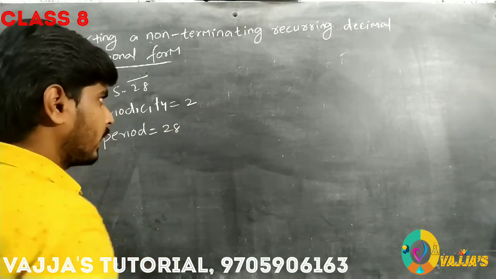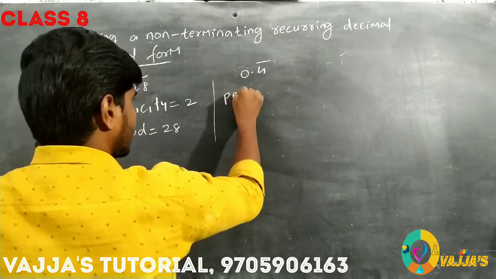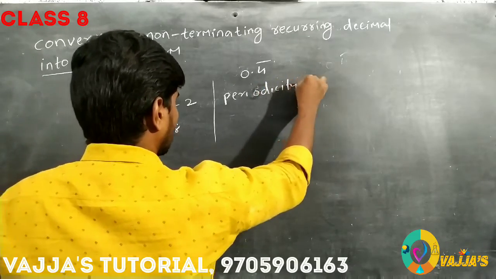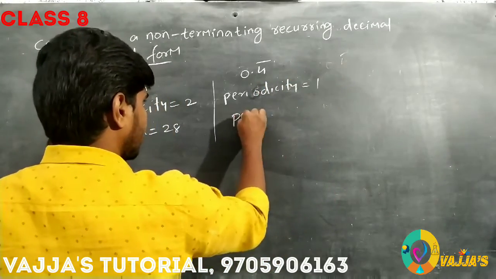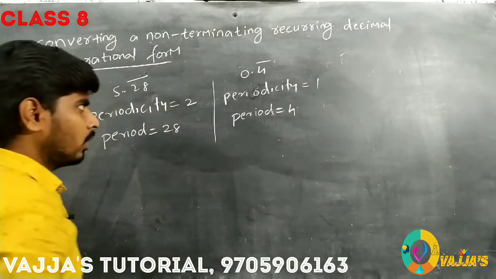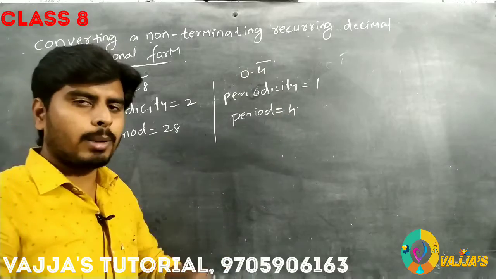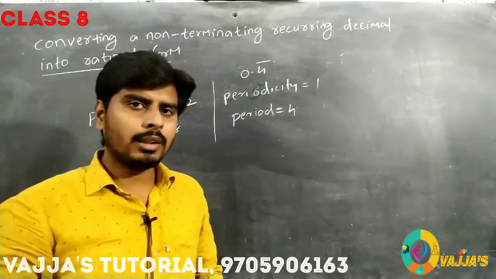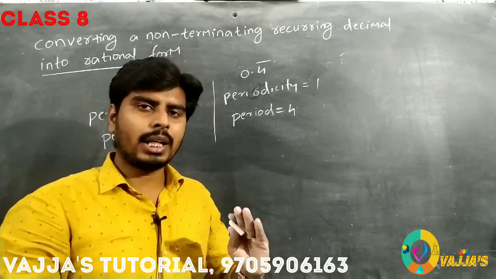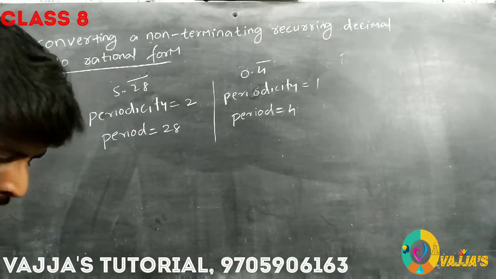28. Right. Let us take 0.4 bar. What is the periodicity here? It is 1. So what is the period? It is 4. Now I am going to convert these two numbers into P by Q form, which means rational form, where P, Q are integers and Q not equal to 0. Let us see 5.28 bar.